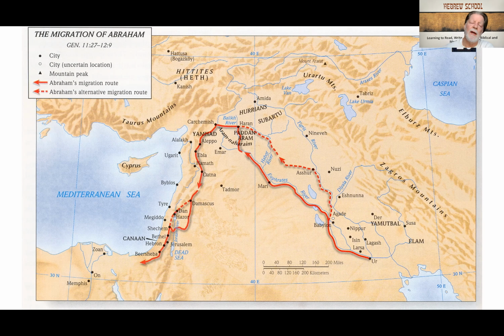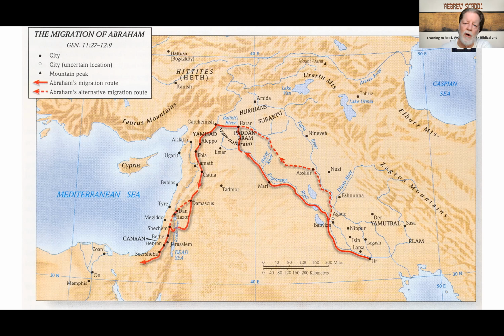And I've got this map here just so we can take a kind of a preliminary cursory look at the route of travel. I think it was probably along the solid line as opposed to the dotted lines. But I think Abraham and his family just followed the Euphrates River up north into Syria to a city called Haran. And they lived there for a while until Abraham's father, Terah, died.